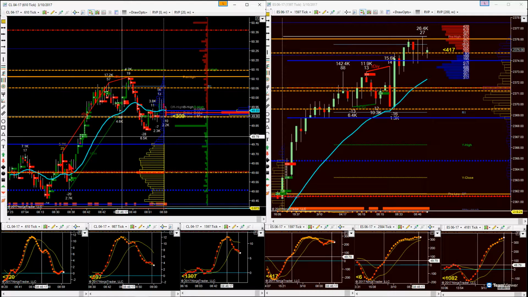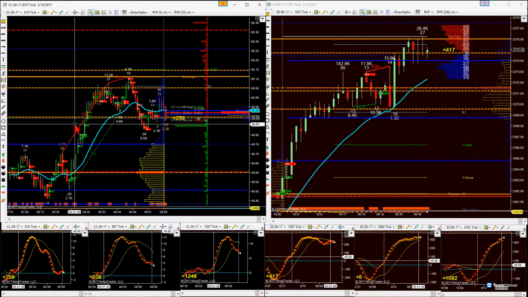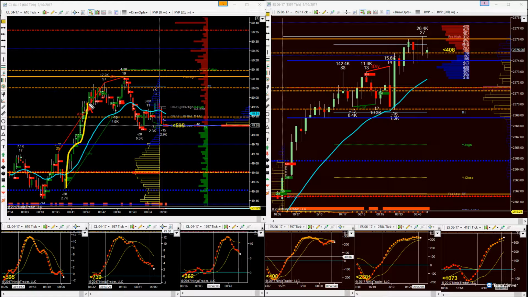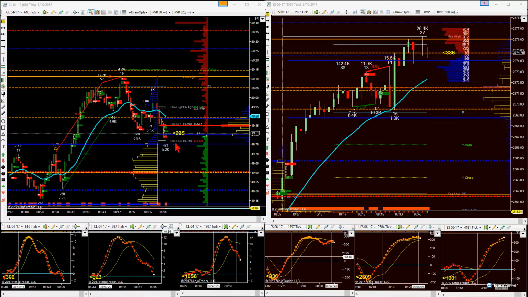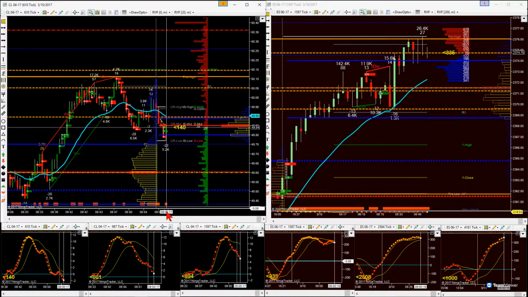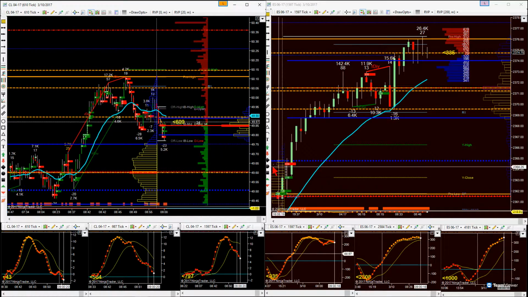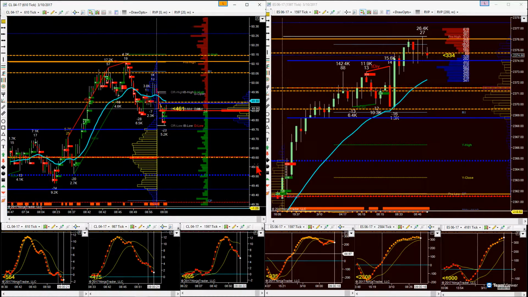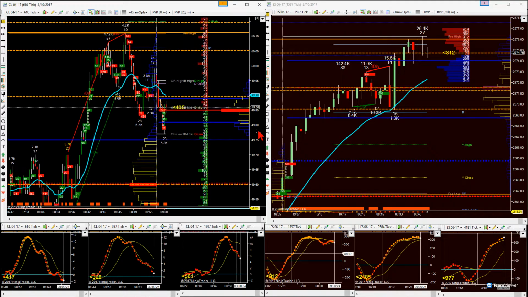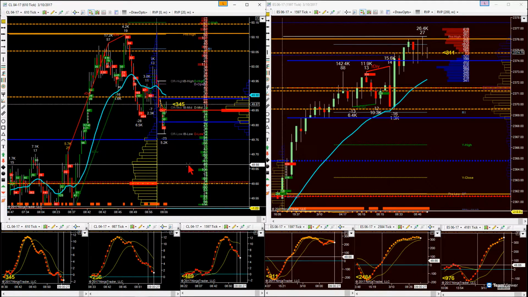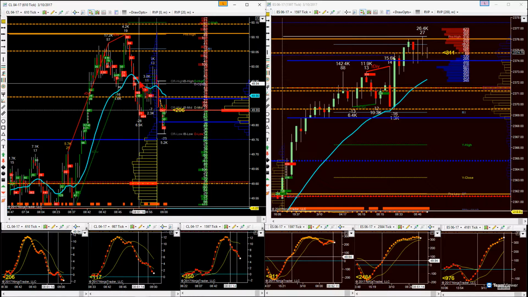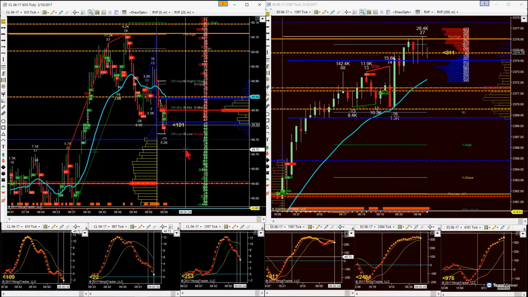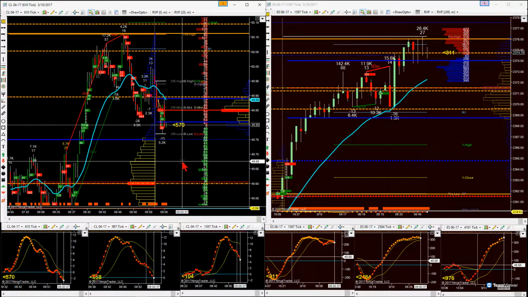All right, so here we go. So here's the open. We have a really tiny potential head and shoulders up here. Didn't really get much of a pullback in there. This first shoulder would be a little short, but let's see. Okay, so just came down to test overnight value area high.